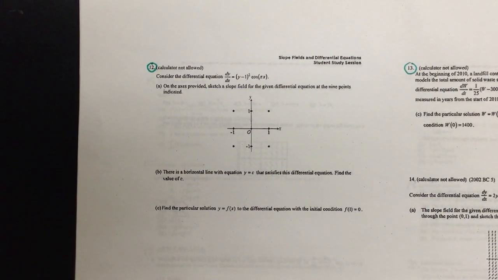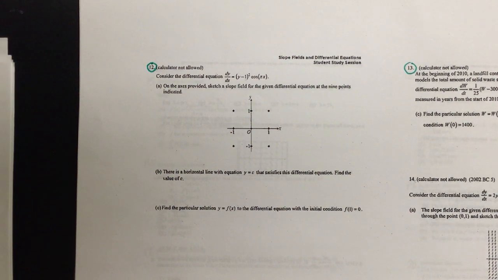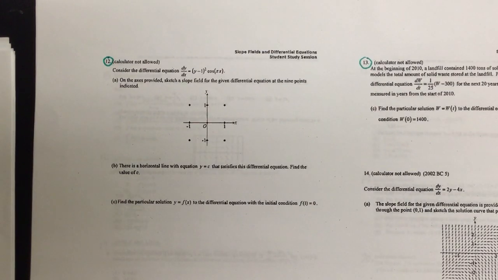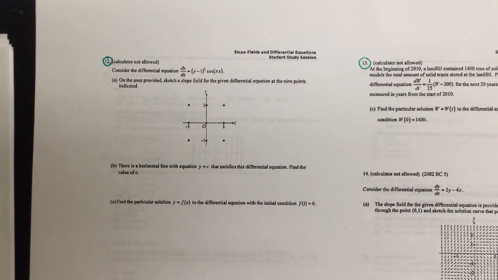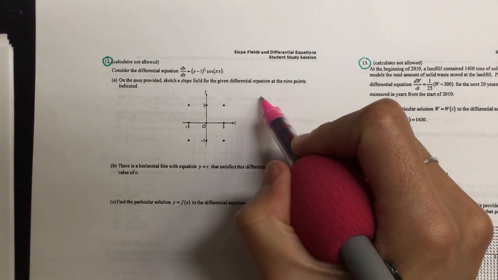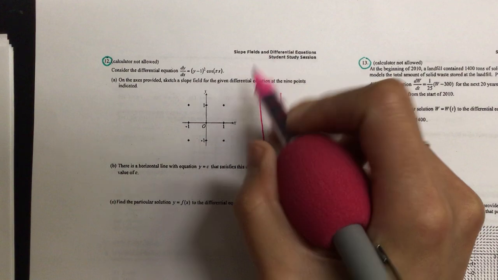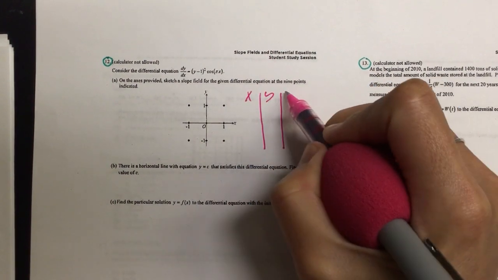Differential equation dy over dx equals (y minus 1) squared cosine of pi x. On the axis provided, sketch a slope field for the given differential equation at the 9 points indicated. So let's make our double T chart: x, y, and m.